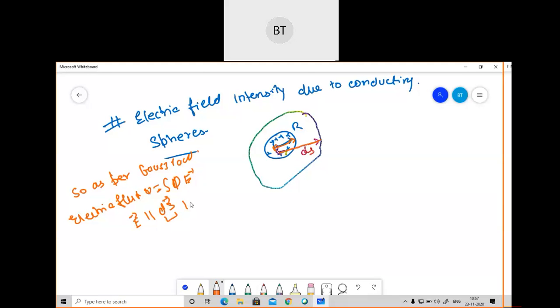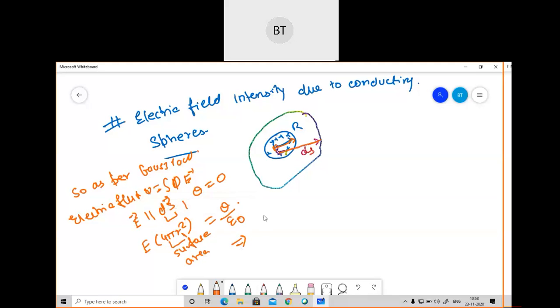In the first case, I will consider that theta will be equal to 0. As we already know, the value of the integral of dS will be 4 pi r square. This is basically the surface area. So what I will write here is Q by epsilon naught. So this is our first case.